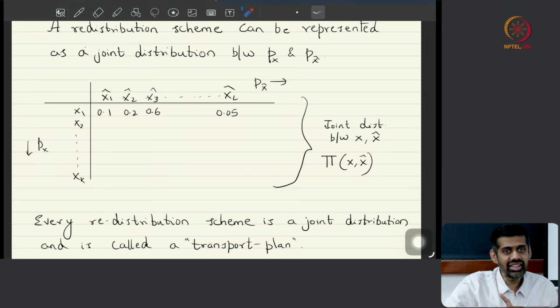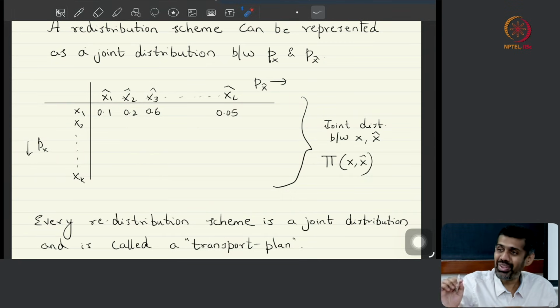And it has to be done in such a way that all of it sums to 1. Why? Because you have 100% mass to be redistributed, and all of them are bounded between 0 and 1, because it is a percentage of mass that you are redistributing. Also, when you redistribute, if you take one row or one column, it has to look like the other distribution, correct? Isn't it a joint distribution?